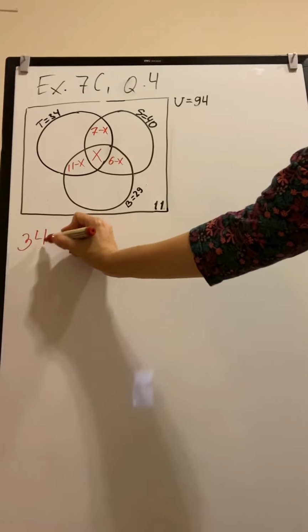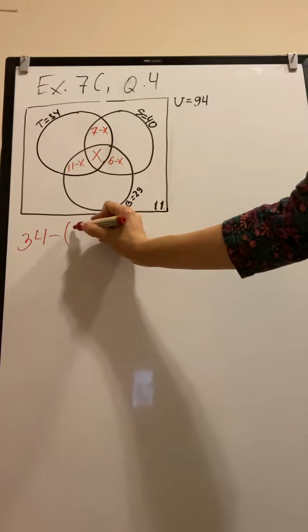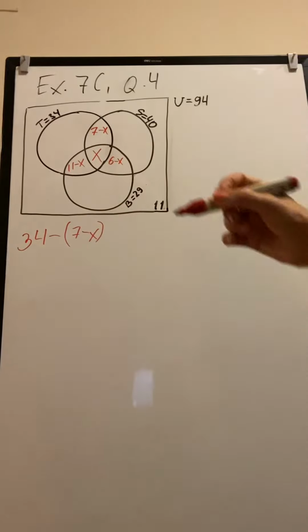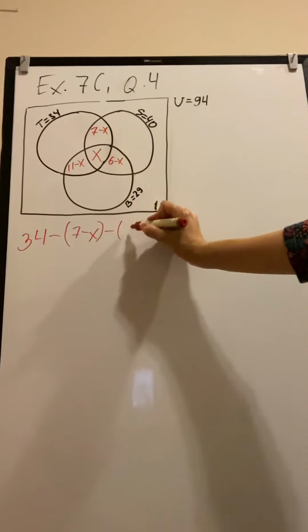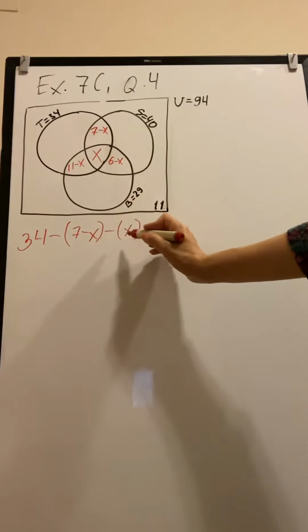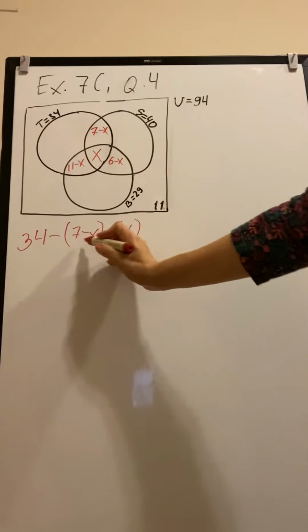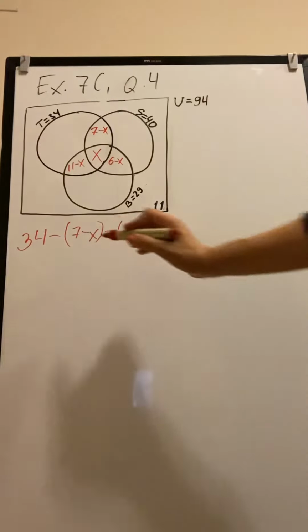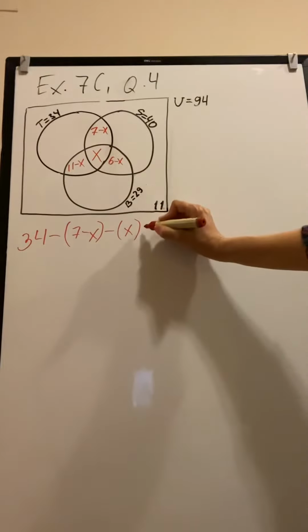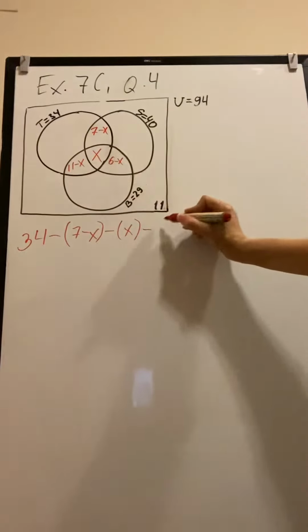So 34 minus, in brackets, 7 minus X. Always include brackets, particularly for expressions that have more than one term. This is one term, these are two terms. You have to take it in brackets, particularly if there's a minus before that. And minus, in brackets, 11 minus X.